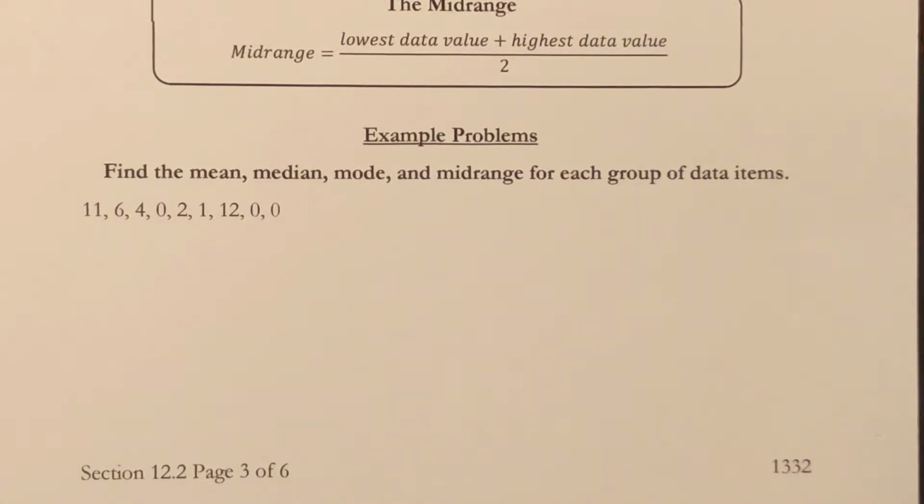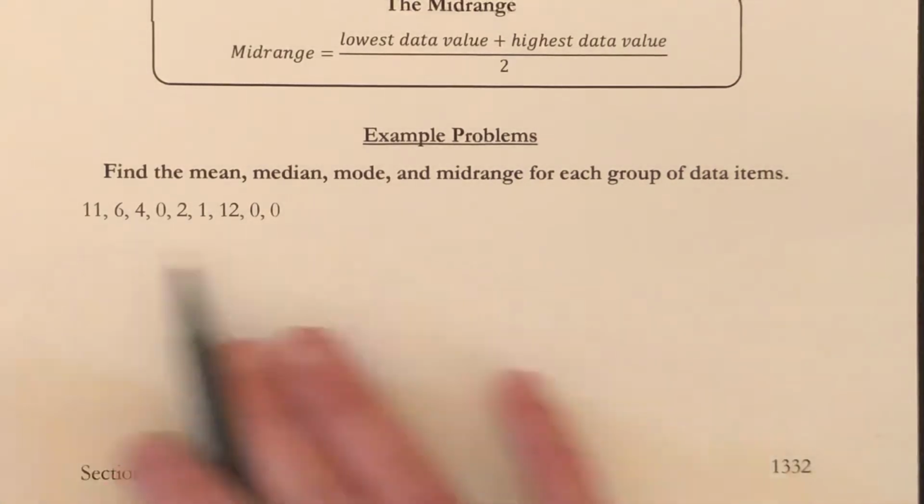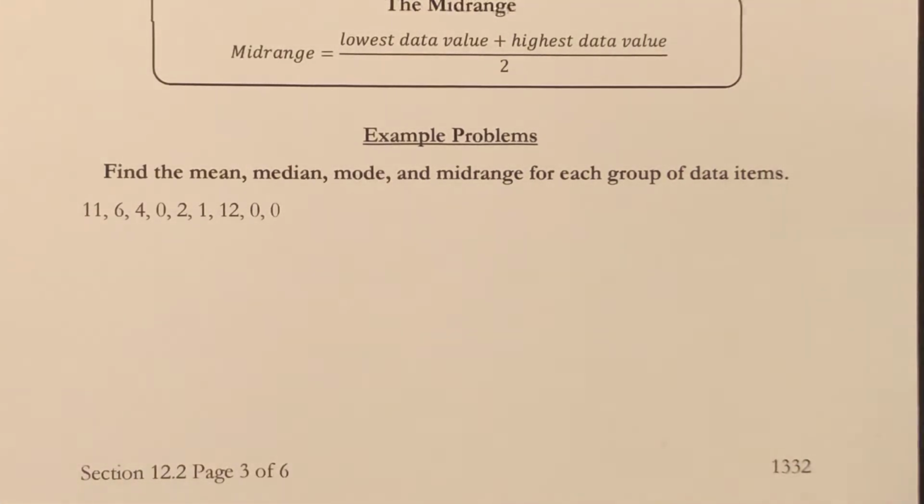This is part 2 of section 12.2. We're finally getting to example problems. And on all of these, we're going to find the mean, median, mode, and mid-range for everything we're given here. We're starting off with some where they give us just some very simple list of data.